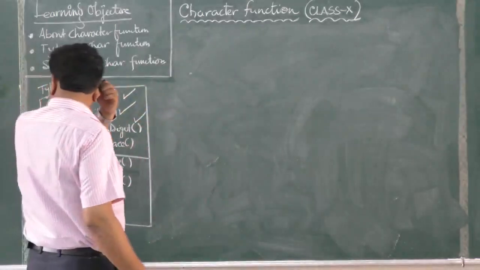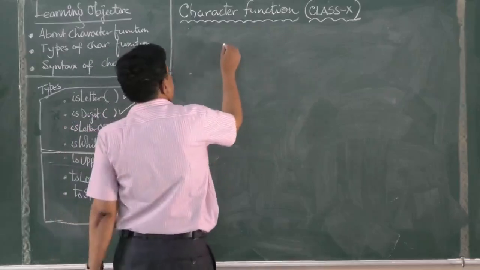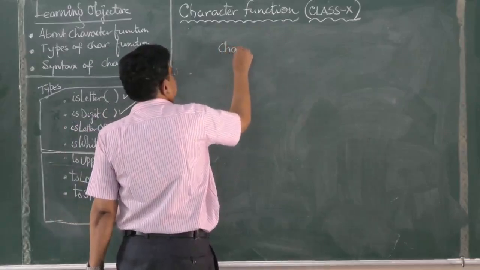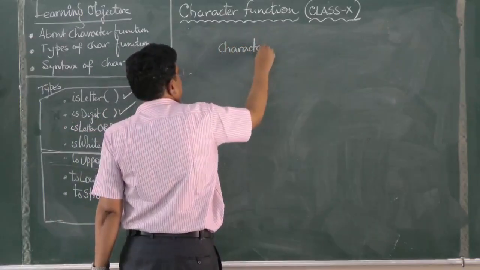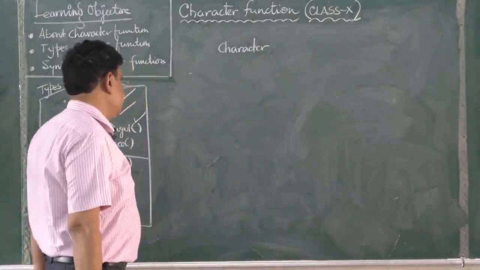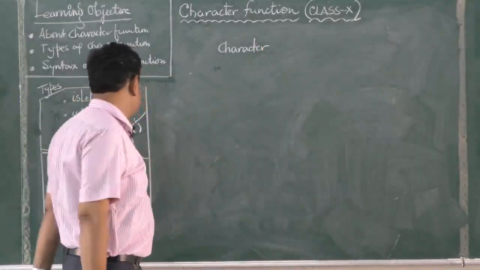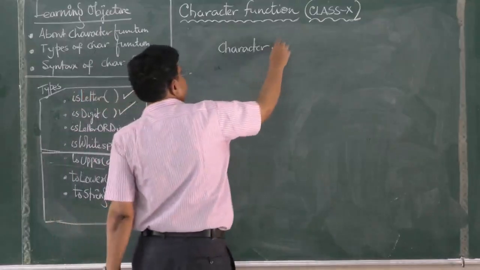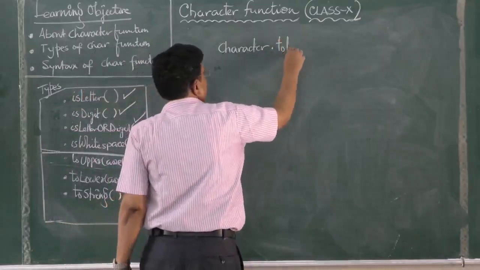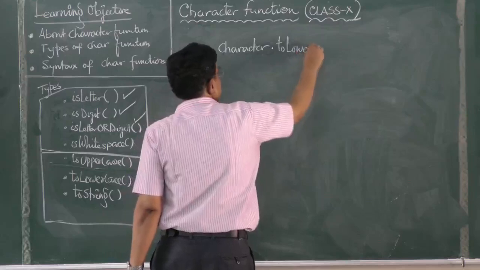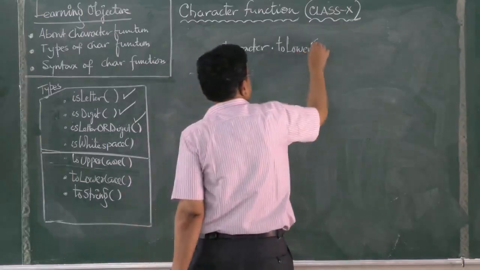Now toLowerCase, same thing. Write down the wrapper class Character. You have to write the Character wrapper class. The C will be a capital letter as usual. Then dot toLowerCase, to lowercase letter.